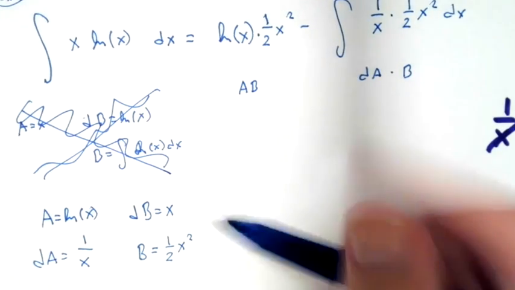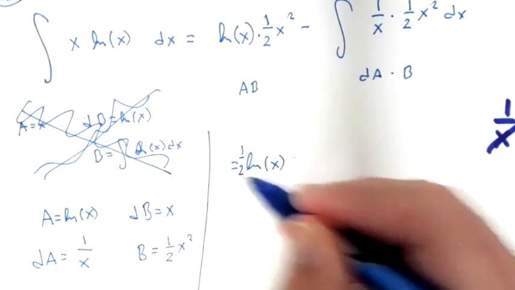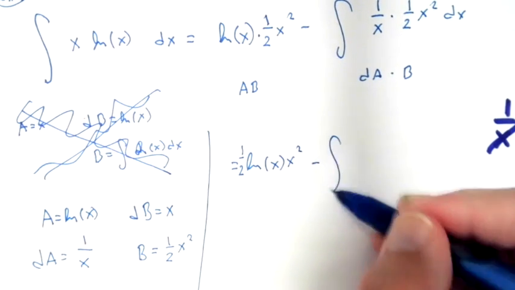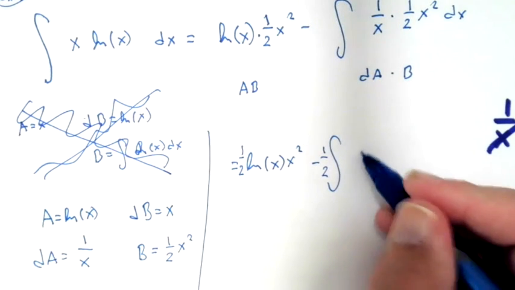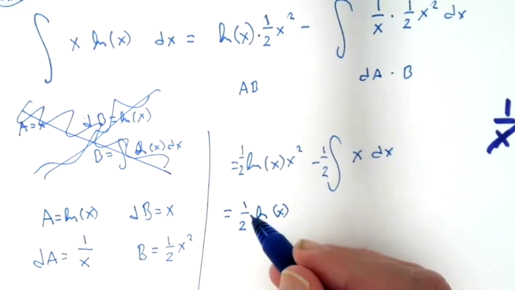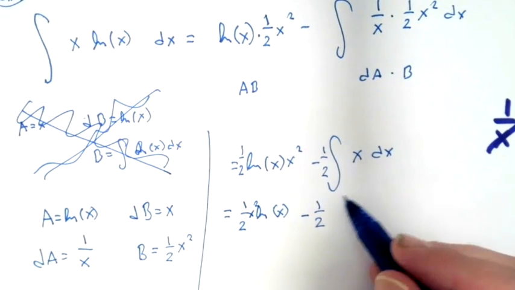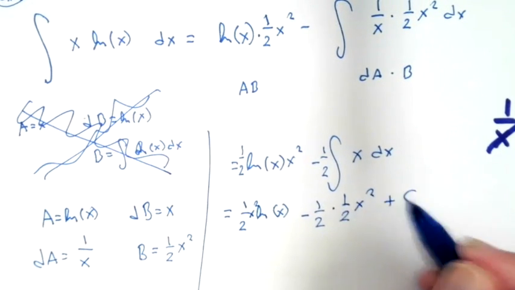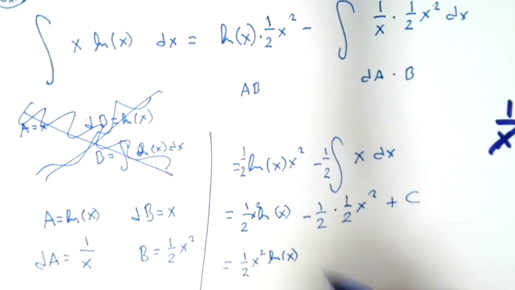And this will simplify to 1/2 natural log of x times x squared minus, and I can pull that 1/2 out front, and I'm just left with x here, which means that I have 1/2 natural log x. I would actually write x squared in front here, minus 1/2. The antiderivative of x is 1/2 x squared plus c. So I'm going to look at 1/2 x squared natural log x minus 1/4 x squared plus c.